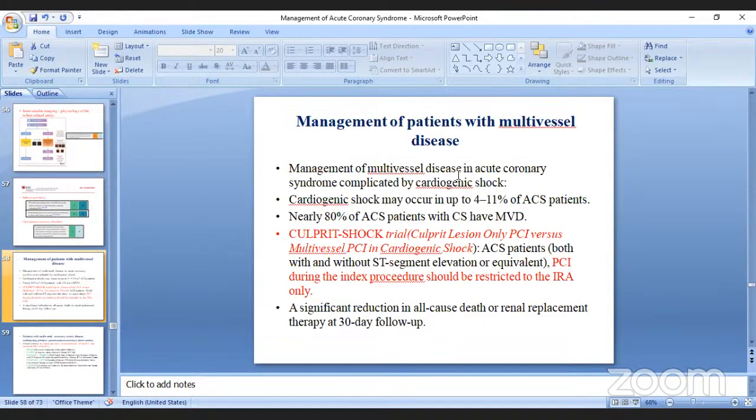And management of patients with multivessel disease. Cardiogenic shock can usually present with multivessel involvement, and it can occur in up to 4 to 11% of ACS patients. Nearly 80% of ACS patients with cardiogenic shock have multivessel involvement. The CULPRIT-SHOCK trial recommended that PCI during the index procedure should be restricted to the infarct-related artery only, and a significant reduction in all-cause death or renal replacement therapy at 30-day follow-up was noticed with this particular strategy.